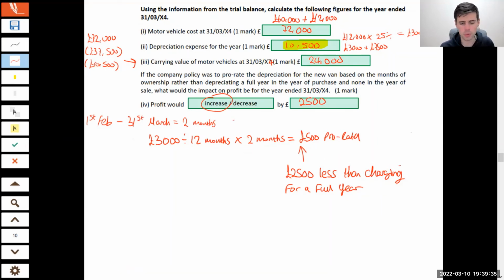Now, at this point, people say, well, why would a company not choose to do that then? I mean, it's obvious, isn't it? I'm going to pro rata it because I'm getting more profit. But what you've got to remember is this all does eventually come full circle.